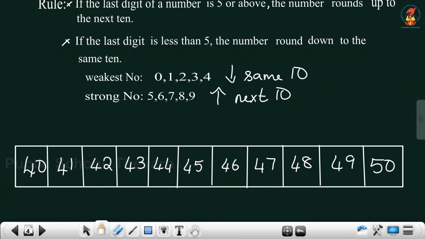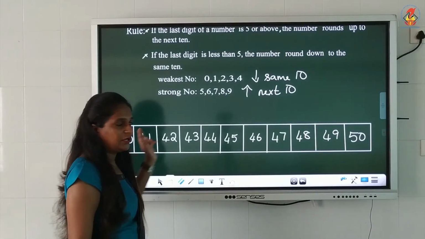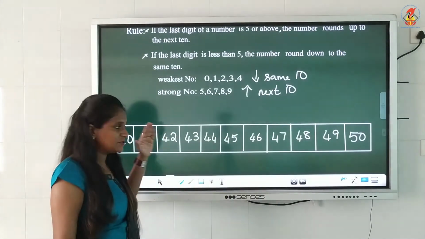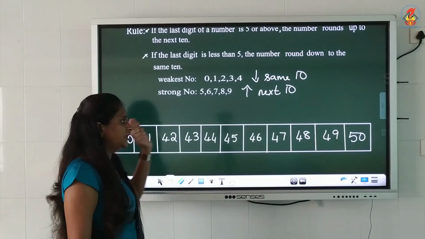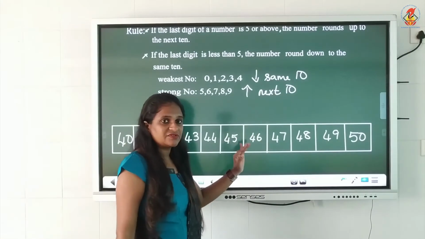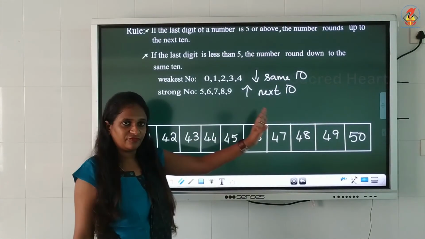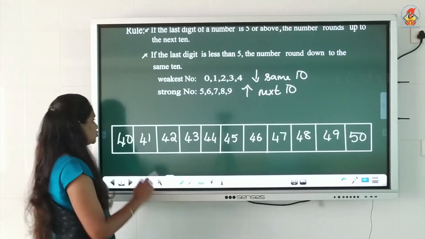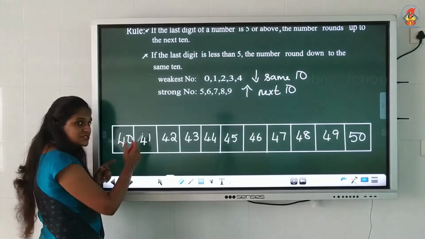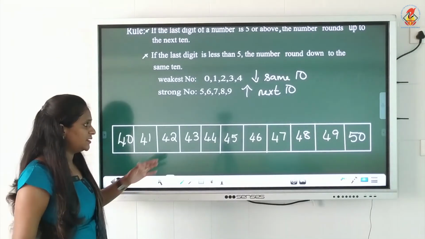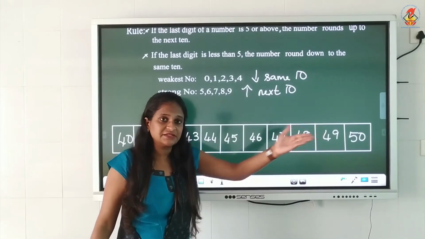So 41 is in between 40 and 50. 42 is in between 40 and 50. 43 is in between 40 and 50. 44 is in between 40 and 50. 45 is in between 40 and 50. Like that it goes on. So this is tens and that is also tens. This is down to the nearest 10 and this is to the next 10.